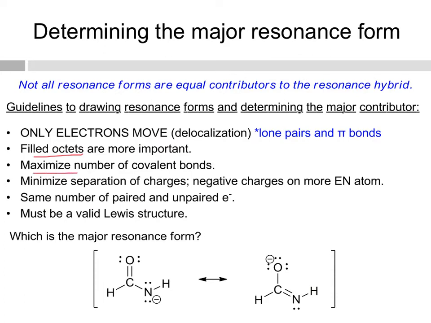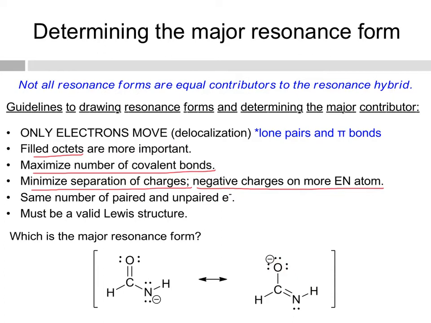If we look at maximizing the number of covalent bonds, in both cases we have the same number of covalent bonds, so there's no difference that way. And now let's look at minimizing the separation of charge. In this case, again, we don't have a difference in the separation of charges, but we do have a difference in where the negative charge is placed. In this structure here, we have the negative charge on nitrogen. In this structure, we have the negative charge on oxygen.